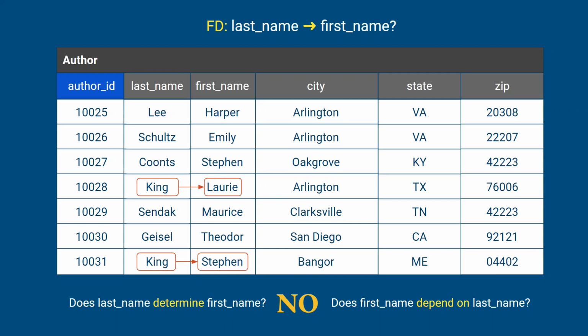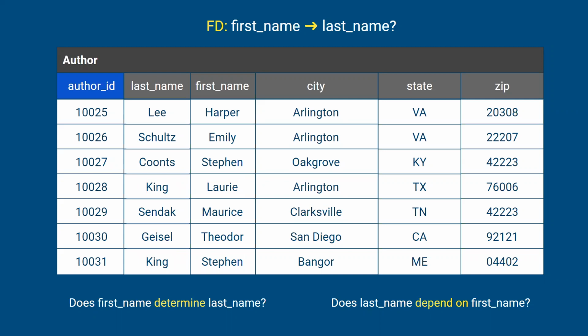Okay, so the answer is no. First name does not depend on last name. Also say it: last name does not determine first name. Okay, does first name determine last name? Yeah, so we've got first name Stephen with the last name of Kuhn, and first name Stephen with the last name of King. There's no dependency there.